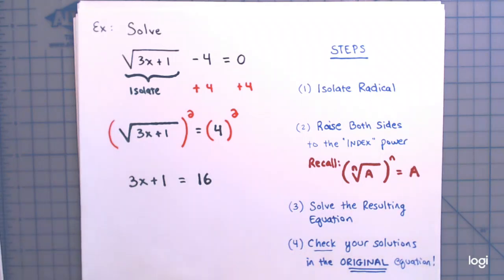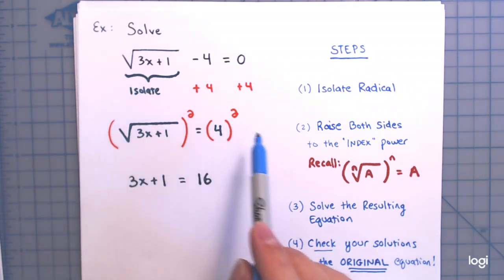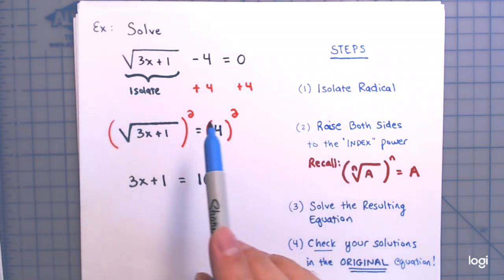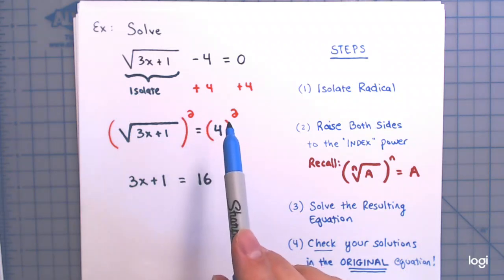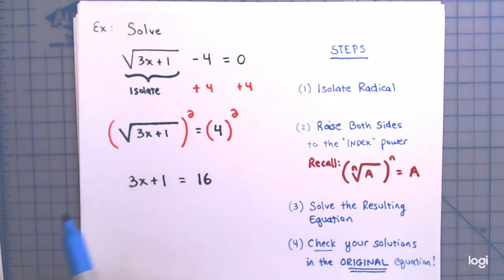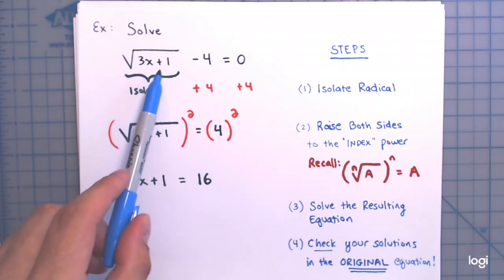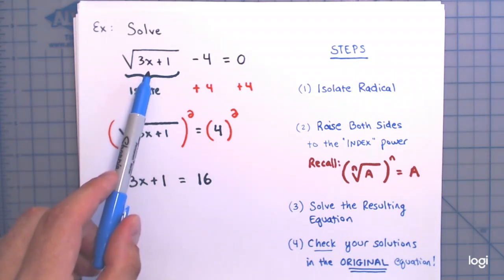Right, the reason I say this, I'm going to actually be checking these. It's because this act of raising both sides to the index power, like here I'm raising both sides to the second, and then getting rid of the radical, actually changes the domain of the problem, the domain of the expressions in the equation. Because remember, when you take an even root, you can only take an even root of a non-negative number and have the result be real.